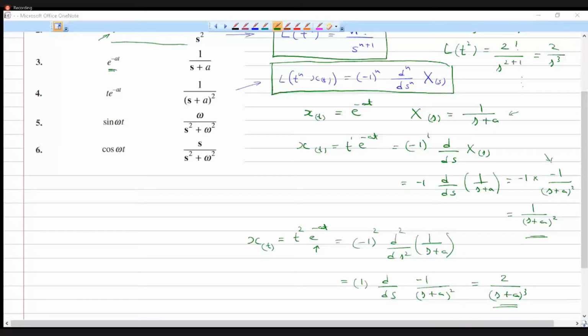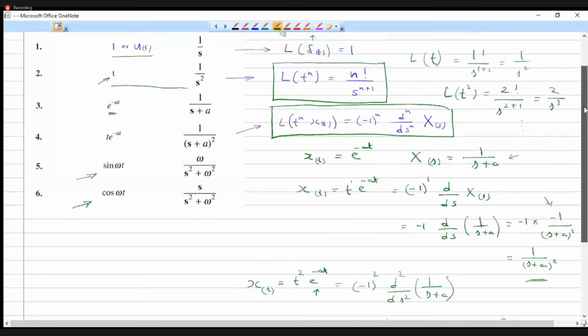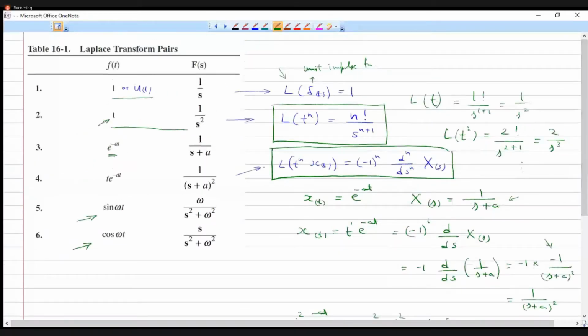Okay. Now moving on, another important function that we have already seen is the sine omega t function. Laplace transform of sine omega t is omega by s square plus omega square. Similarly, Laplace transform of cos omega t is s by s square plus omega square. So this table you have to learn by heart. Okay, then only you'll be able to apply the Laplace transform methods to solve the network analysis problems. So certain standard Laplace transforms you have to learn by heart. Okay, just like your multiplication table, you have to learn by heart these transformations. Also, certain important properties like this, like L of t raised to n and L of t raised to n into X(s), like that.